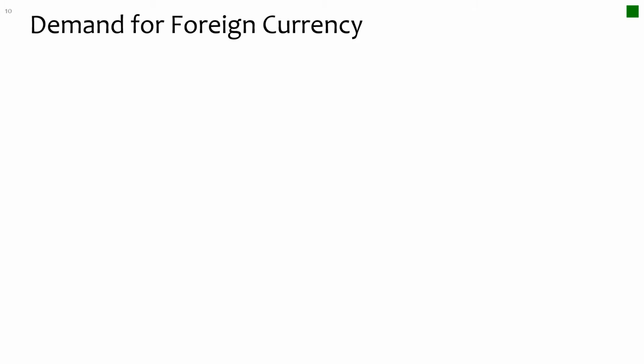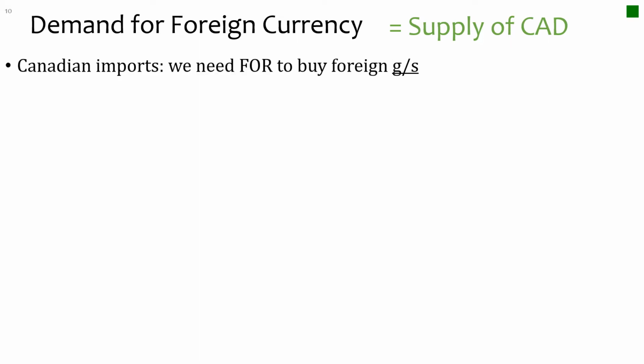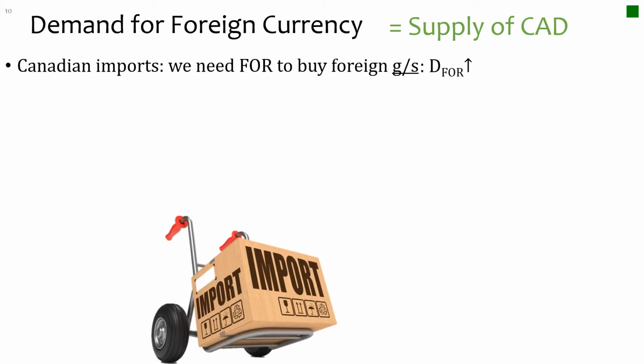This is similar to what we just saw, but this time about the demand for foreign currency. And the demand for foreign currency is the same as the supply of Canadian dollars. Again, it's kind of like this mutual relationship. So one source of demand for foreign currency is Canadian imports. If we want to buy their products, we need their currency. Okay, so if we need their currency, it means more demand for foreign currency. Again, if you have a graph, you will shift the demand curve to the right. So we are going to offer our Canadian dollars in exchange for foreign currency.